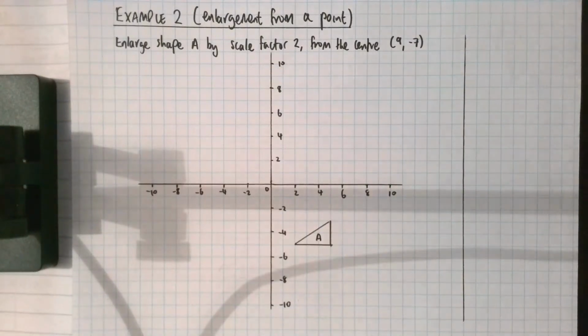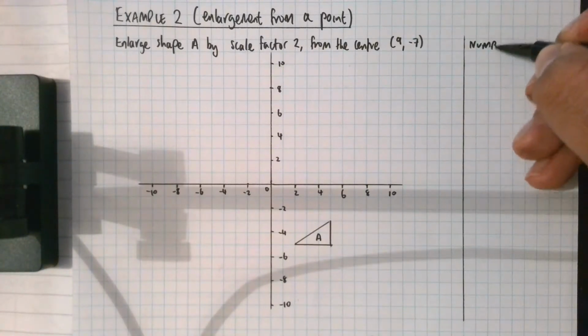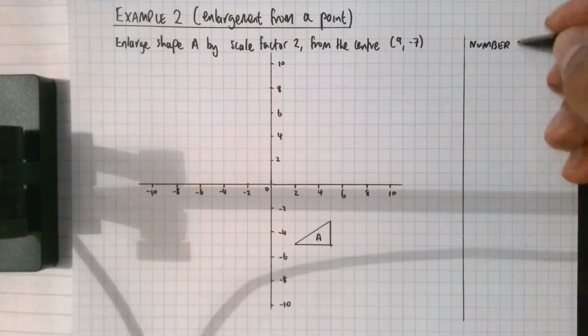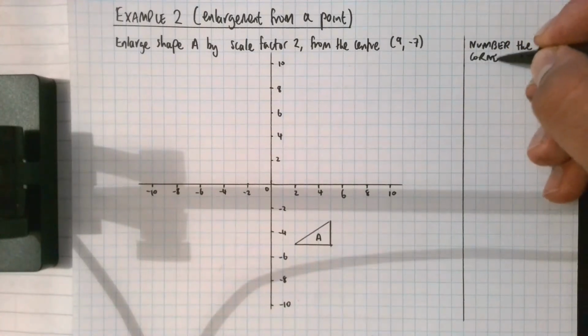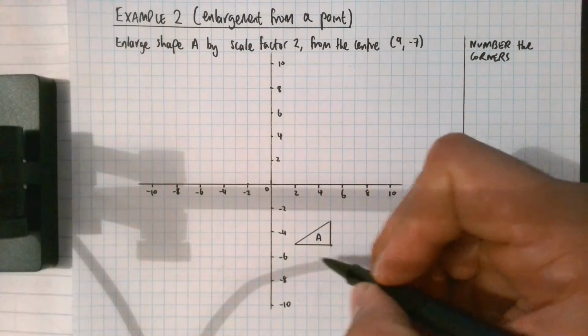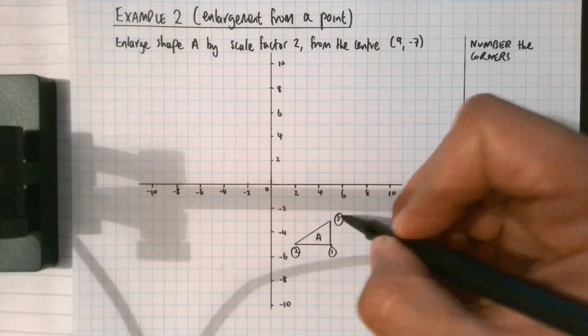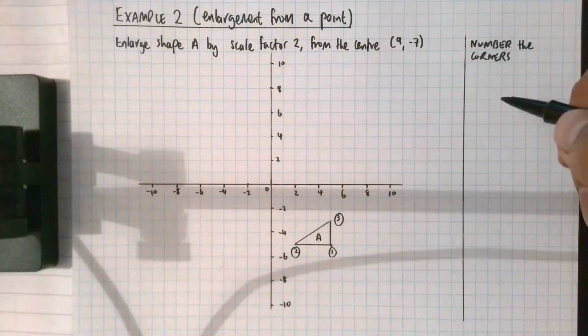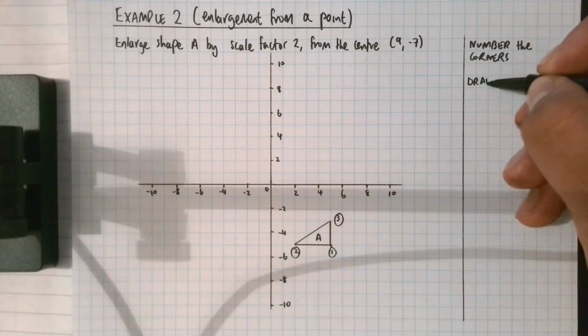Alright, example 2, enlarging a shape from a point. We're going to start by numbering all the corners of our shape. Number the corners. So 1, 2, 3. You could even letter them A, B and C. It doesn't really make a difference. We're just trying to keep track of what we're going to do with the method.